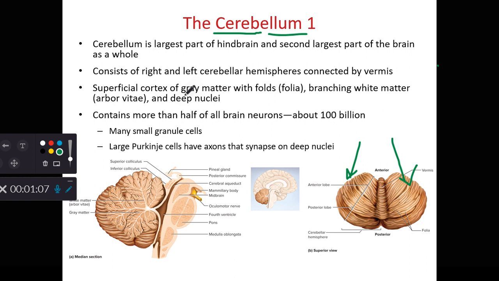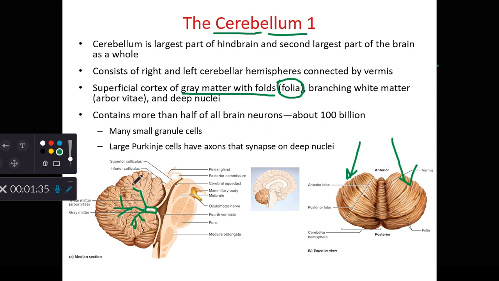As we look at the cerebellum, it has a superficial cortex of gray matter with folds. This is just like the cerebrum. The folds within the cerebellum have been referred to as folia, and it also has a bunch of branching white matter within. If we look over here at this mid-sagittal slice, you can see that we have a main stem of the white matter, and then it branches out to form a network that looks a lot like a tree.